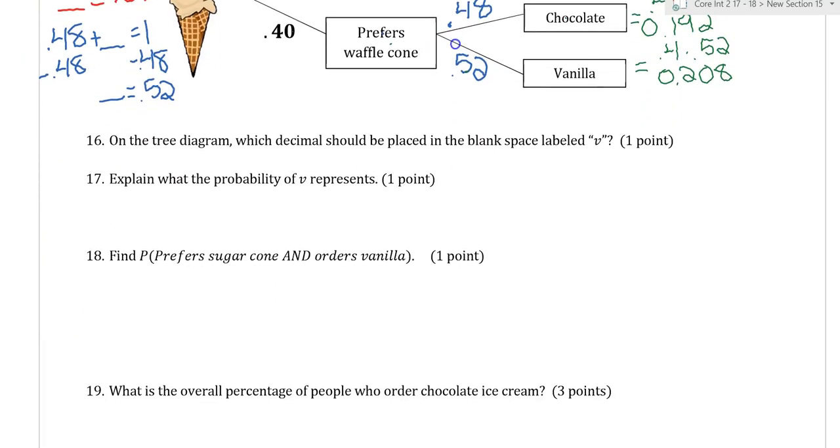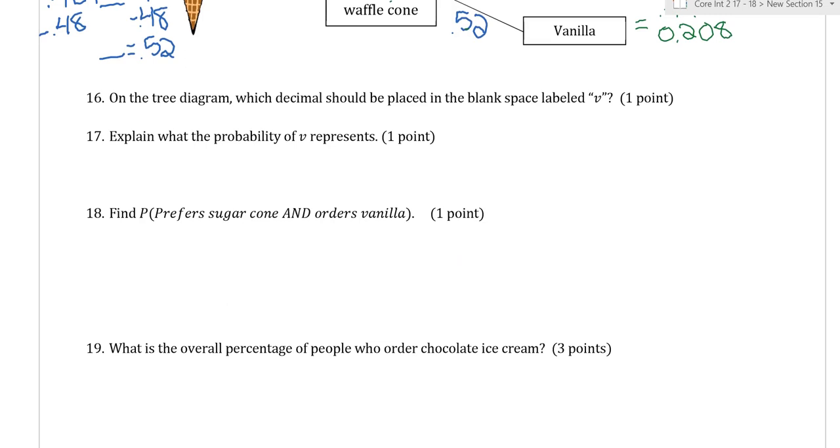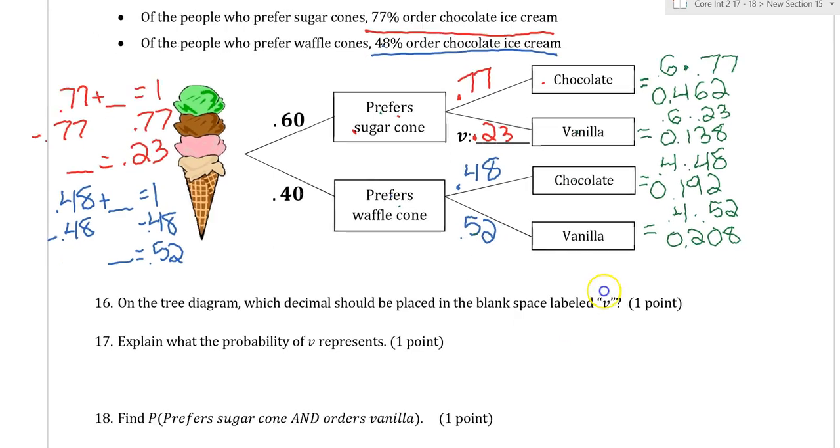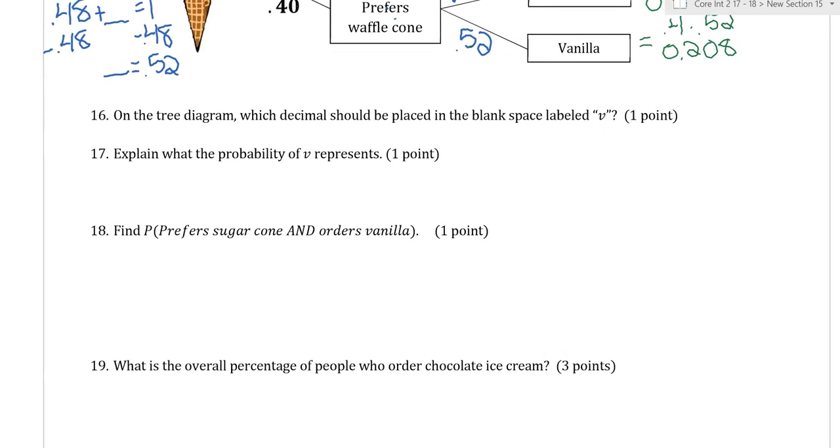So question 16 says, on the tree diagram, which decimal should be placed in the blank space labeled V? Well, we already have that. That's supposed to be 0.23. So we're just going to write that in there, 0.23. Easy. Explain what the probability of V represents.